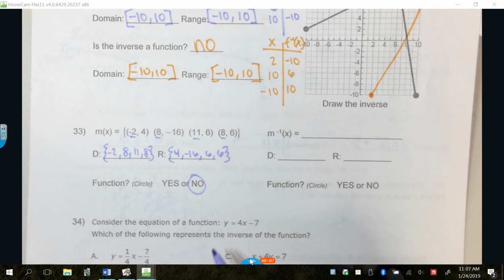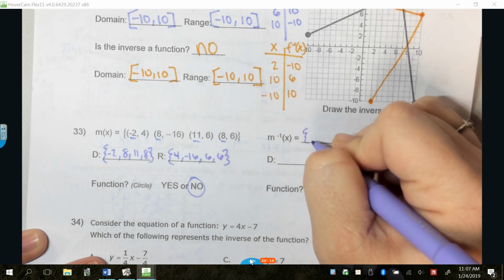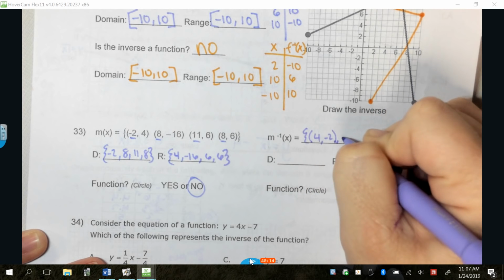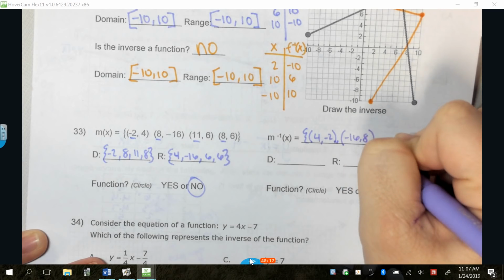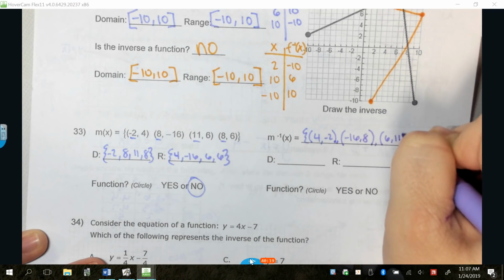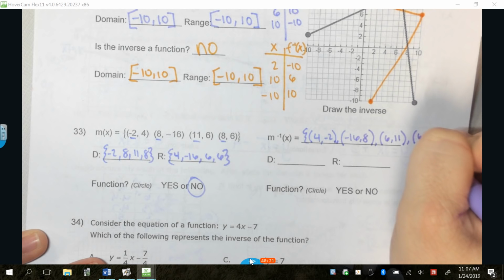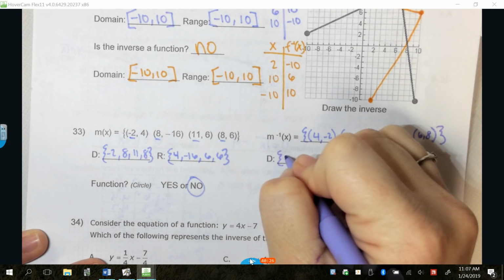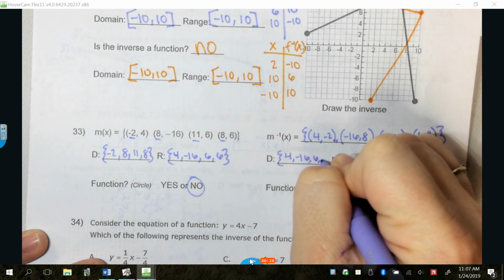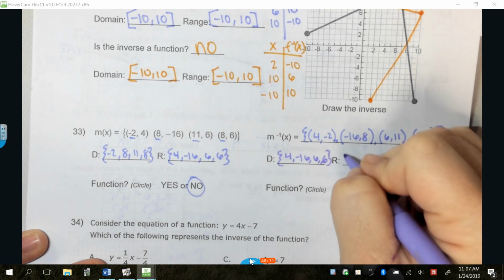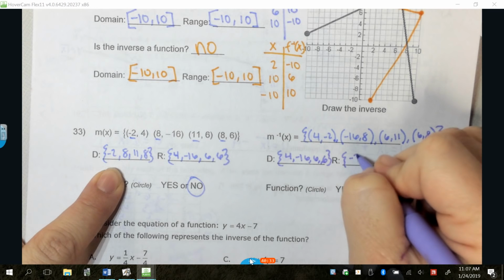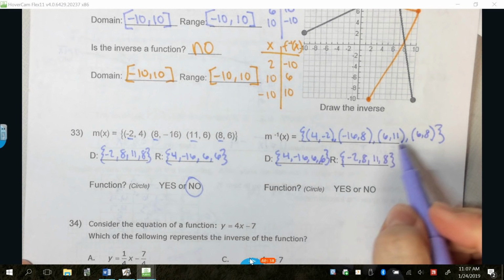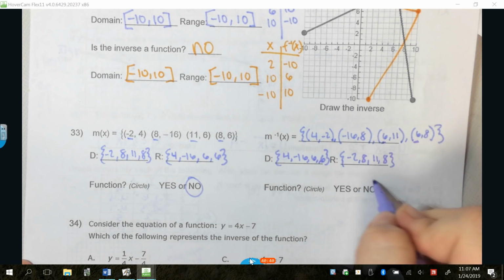Now the inverse would be flipping all that. So (4, -2), (-16, 8), (6, 11), and (6, 8). So my range becomes my domain. My range was my domain. Is this a function? Again, 6 repeats now, so no.